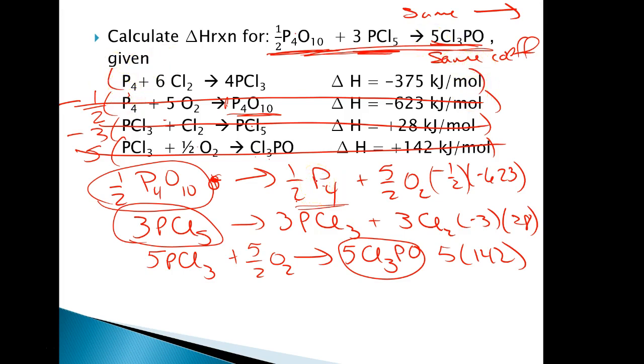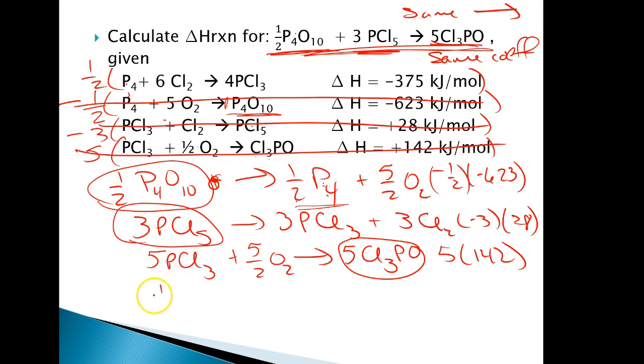And so I'm going to look at, here's my P4, and I'm going to use this equation to make that P4 go away. And so in order for it to go away, they have to be on opposite sides. I have a P4 here and a P4 on the left side. They're already set up to cancel out, but I have to have the same coefficient as well. This has a coefficient of 1/2. That means this needs a coefficient of 1/2.